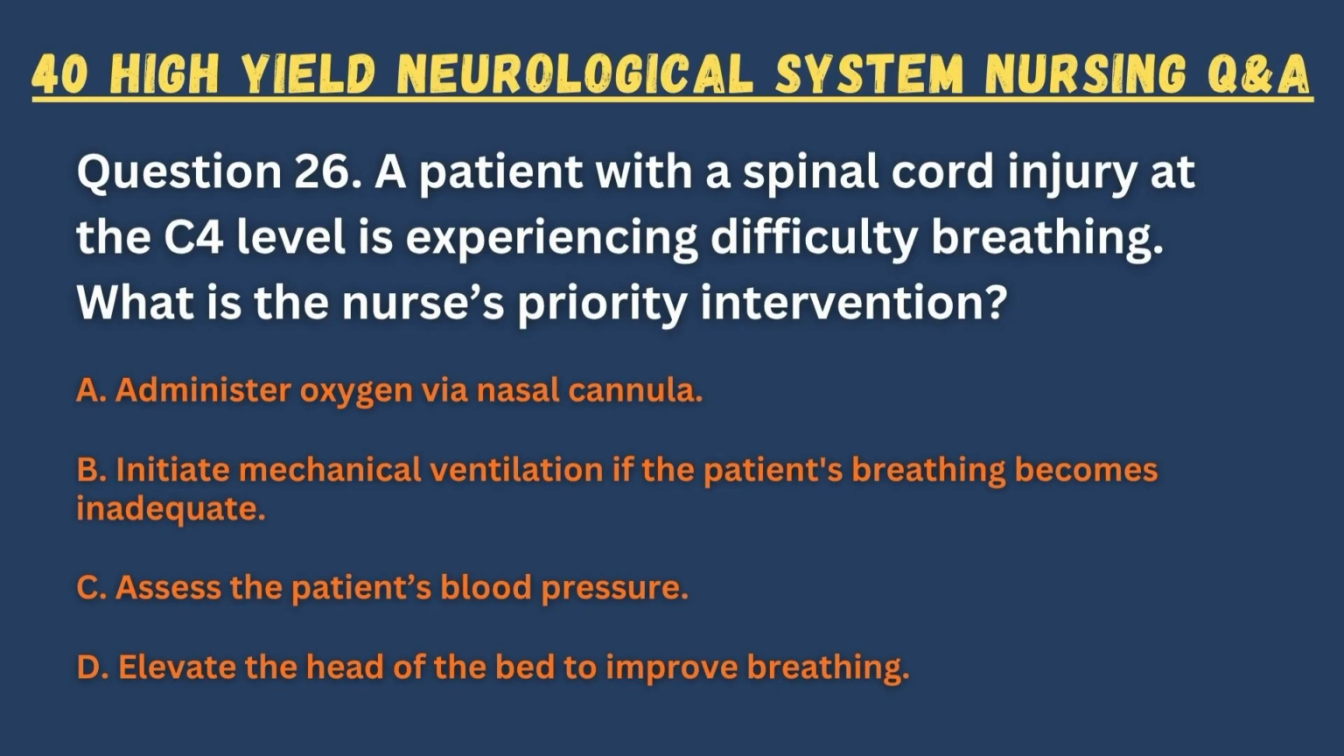Question 26. A patient with a spinal cord injury at the C4 level is experiencing difficulty breathing. What is the nurse's priority intervention? A. Administer oxygen via nasal cannula. B. Initiate mechanical ventilation if the patient's breathing becomes inadequate. C. Assess the patient's blood pressure. D. Elevate the head of the bed to improve breathing.